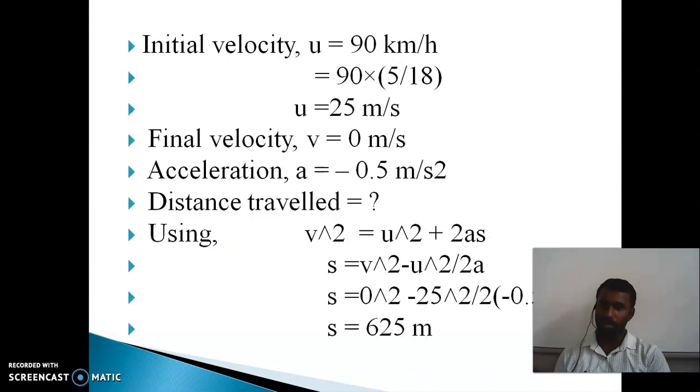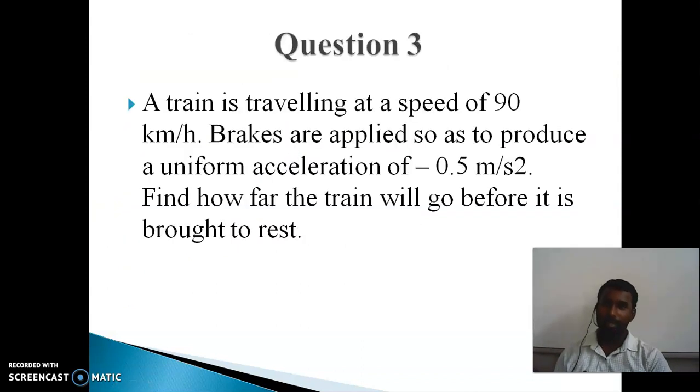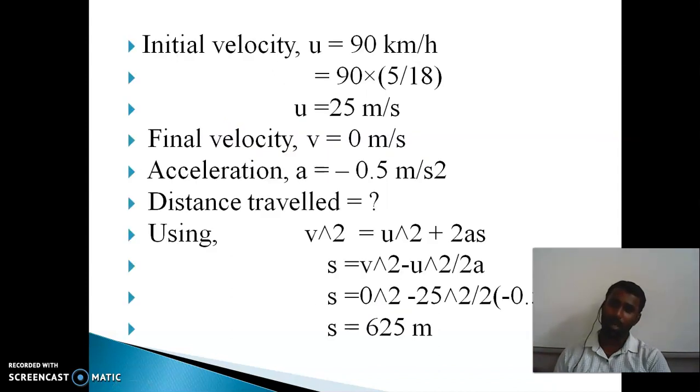First we have to write the given values. So what are the given values? Initial velocity u equal to 90 km per hour. As you know how to convert kilometer per hour into meter per second, 90 into 5 by 18, so u equal to 25 meter by second. Final velocity v equal to 0 meter per second. Why? Because brakes are applied, which means it is going to stop. So at that point your final velocity should be 0 meter per second.